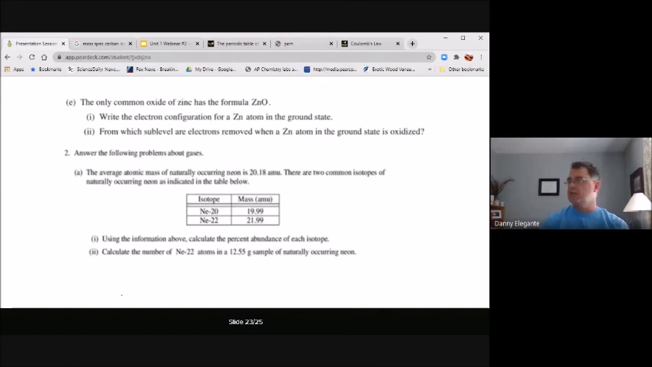Notice the second question that they kind of give you. They give you the isotope and its mass, and they want you to calculate the percent abundance of each isotope. So notice how before they gave you percentages and you went and found the average atomic mass. In this one, they're giving you the average atomic mass.